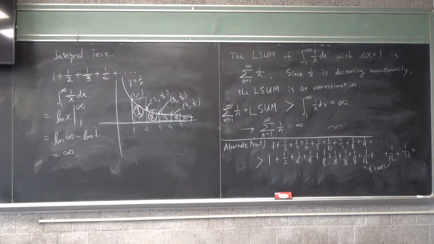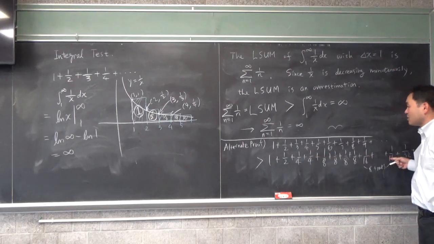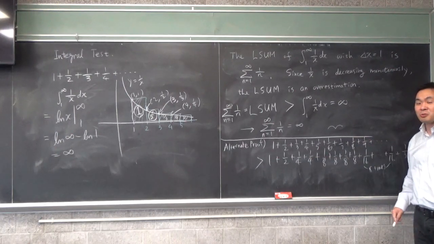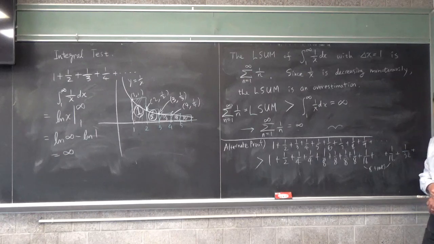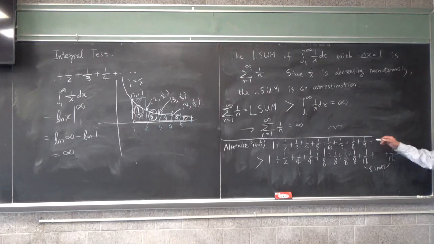Okay. Now, can somebody explain to me why this series written here is less than the sum of 1/n? Why is this less than the top? You're taking.